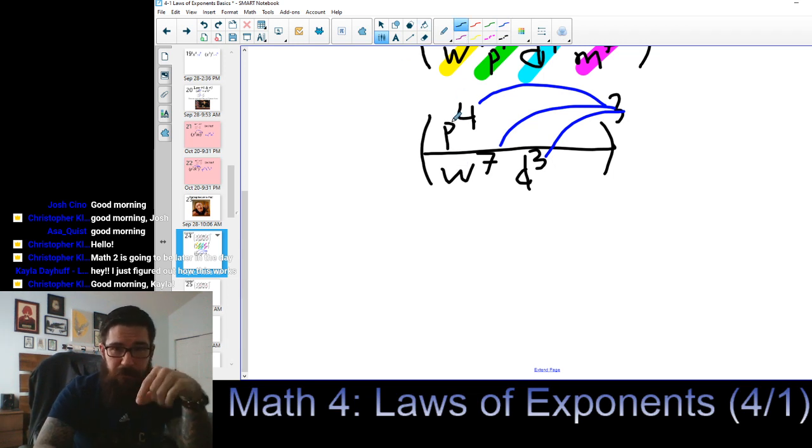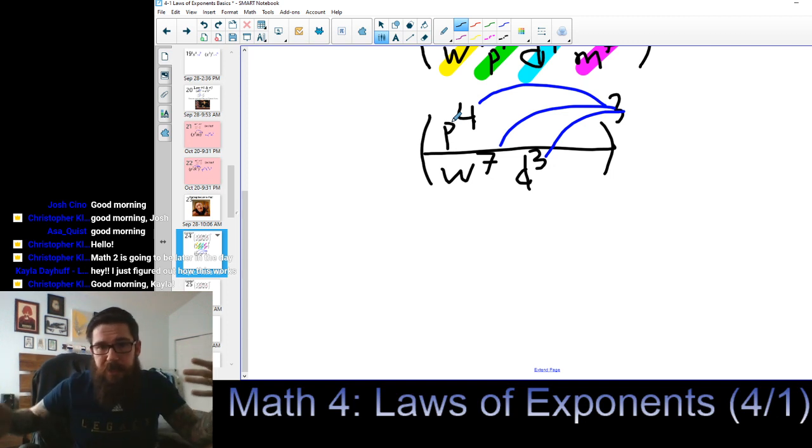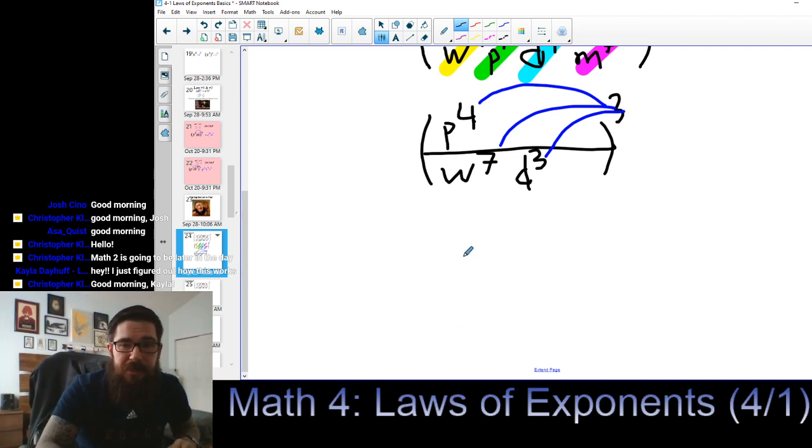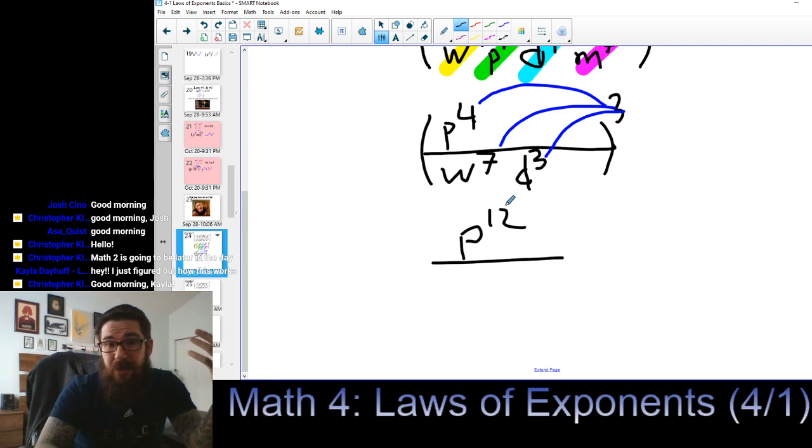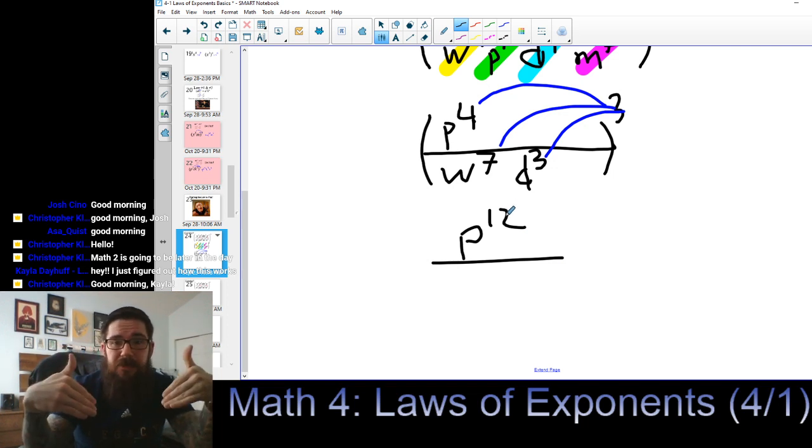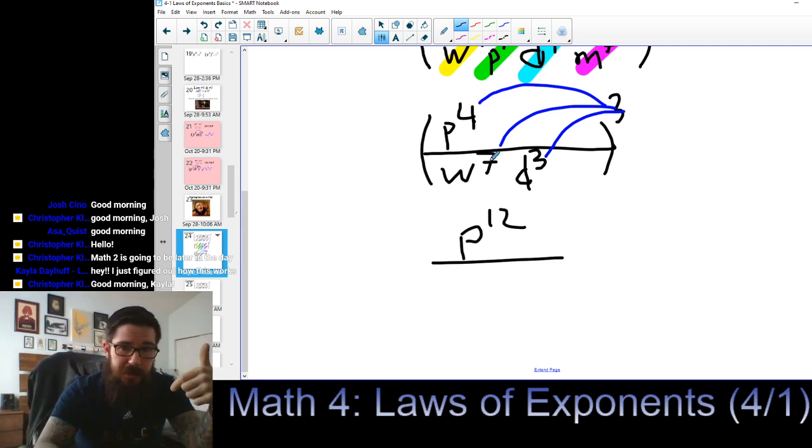This is p to the 4th raised to the 3rd power, back to law 3. All of them work together. Multiply those guys. That's going to give me p to the 12th over. That's all that's in the numerator. The next pieces are now in my denominator. I have w to the 7th raised to the 3rd power. Multiply those guys. Gives me w to the 21st.